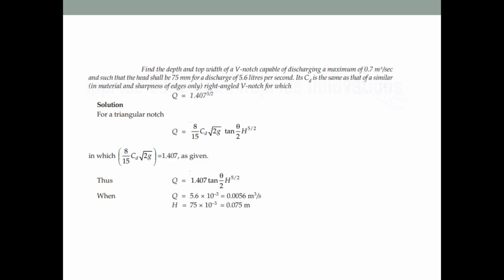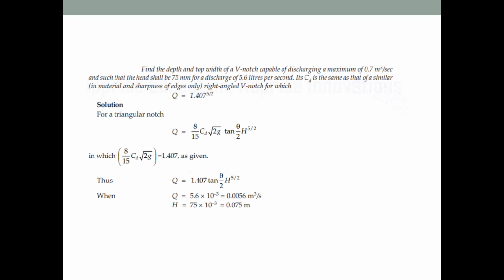Now I have done a problem on a V-notch. Find the depth and top width of a V-notch capable of discharging a maximum of 0.7 meter cube per second. The head should be 75 mm for the discharge, and the discharge is 5.6 liters per second, so you have to convert this. If C is the same as that of a similar one, find it.